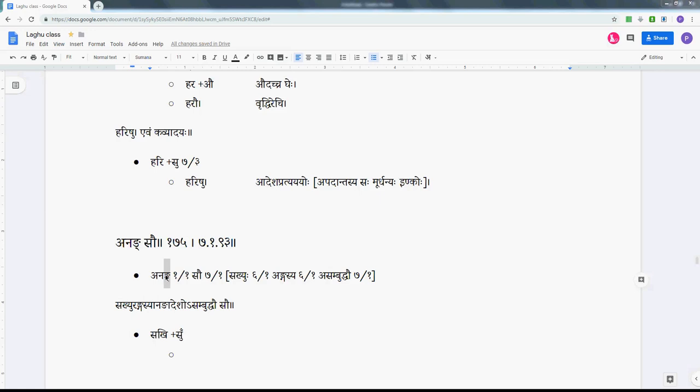If you apply Anang Adesha to Sakhi, Anang is a multi-letter Adesha. Where should it go, which Sthani, when a multi-letter Adesha is there? Sthani is the entire Shabda. So if you replace Sakhi with Anang, what will happen? You will get Anang plus Su.